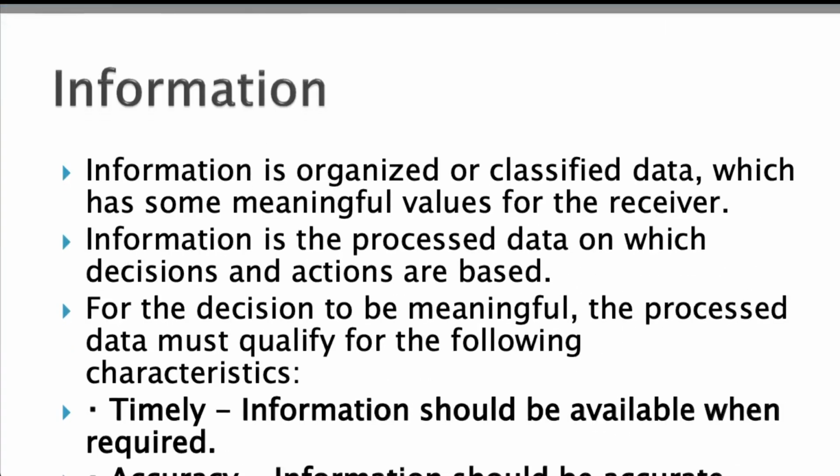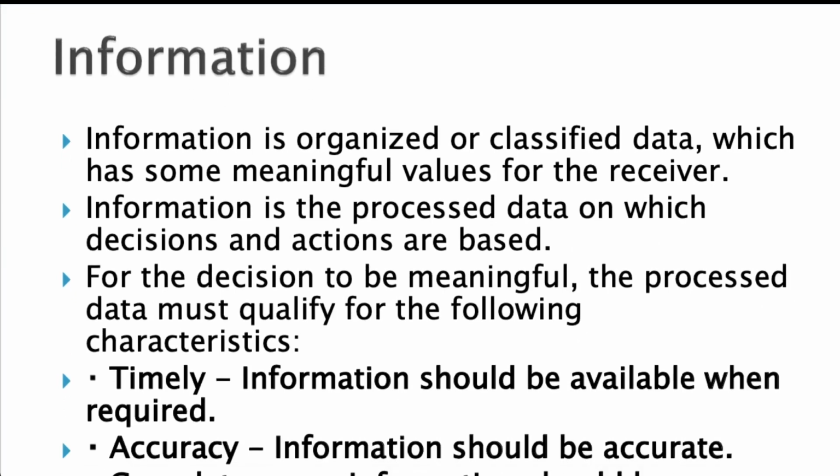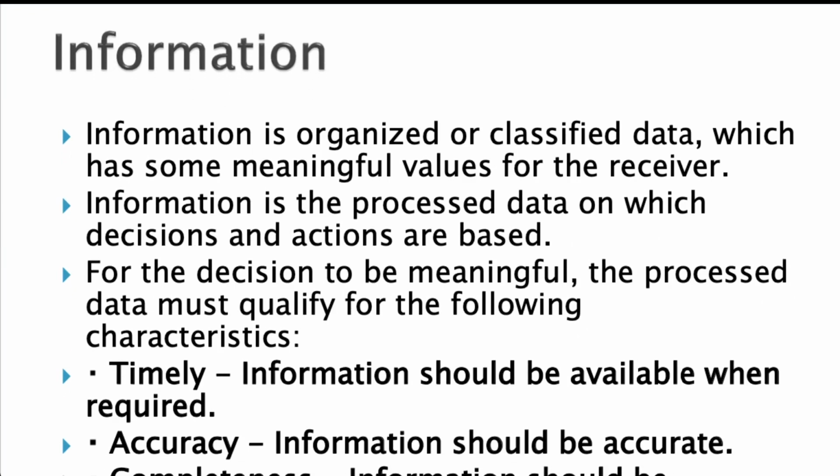Then what is information? Information is organized or classified data. Data is raw. Information is organized, refined data, you can say. And information will convey some kind of meaningful value to the receiver. In other terms, information is processed data on which decisions and actions are based.